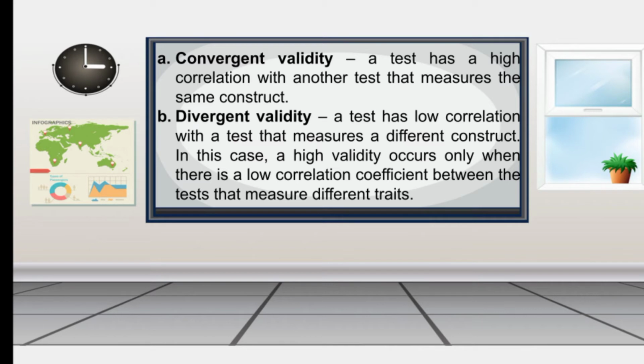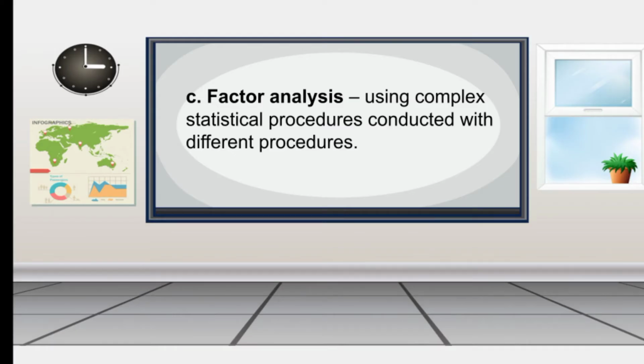Under the construct validity, we have convergent validity, which refers to a test having a high correlation with another test that measures the same construct. Next, divergent validity: a test has low correlation with a test that measures a different construct. In this case, a high validity occurs only when there is a low correlation coefficient between the tests that measure different traits. Factor analysis uses complex statistical procedures conducted with different procedures.